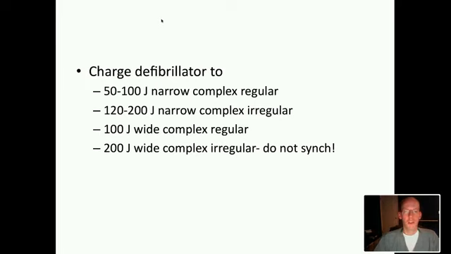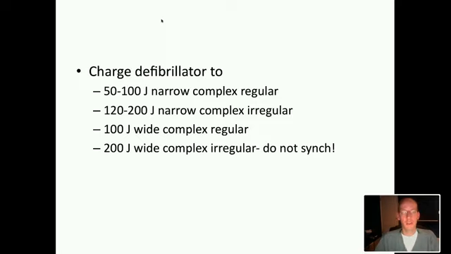It's now important to charge the defibrillator. You need to pick the joules for which you feel you're going to be successful, but don't use too much energy. So these are some guidelines. A narrow complex regular, so likely an SVT, you can usually use lower energy, so 50 to 100 joules may be appropriate. As it becomes narrow complex and irregular, so talking about atrial fib, atrial flutter, you're going to have to increase the joules, so you may have to go up to 200 joules.